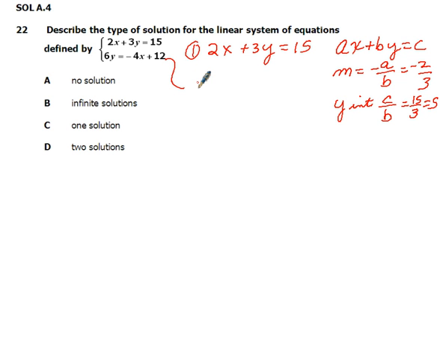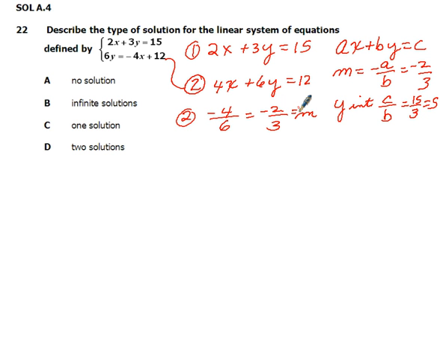Line 2, if I start with that equation, I can rewrite it in standard form by adding the 4x to both sides, and that would give me 4x plus 6y is equal to 12. And looking at the slope for line 2, it would be minus 4 over 6, which is equal to negative 2/3. At this point, we realize that those two lines have the same slope.